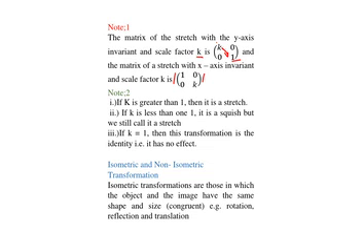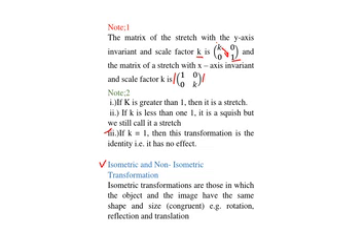Note number 2, if k is greater than 1, then it is a stretch. Roman 2 under note number 2, if k is less than 1, it is a squish, but we still call it a stretch. So it's like it has been compressed, but we still call it a stretch. And lastly, if k is equal to 1, then this transformation is the identity transformation, that is, it has no effect.